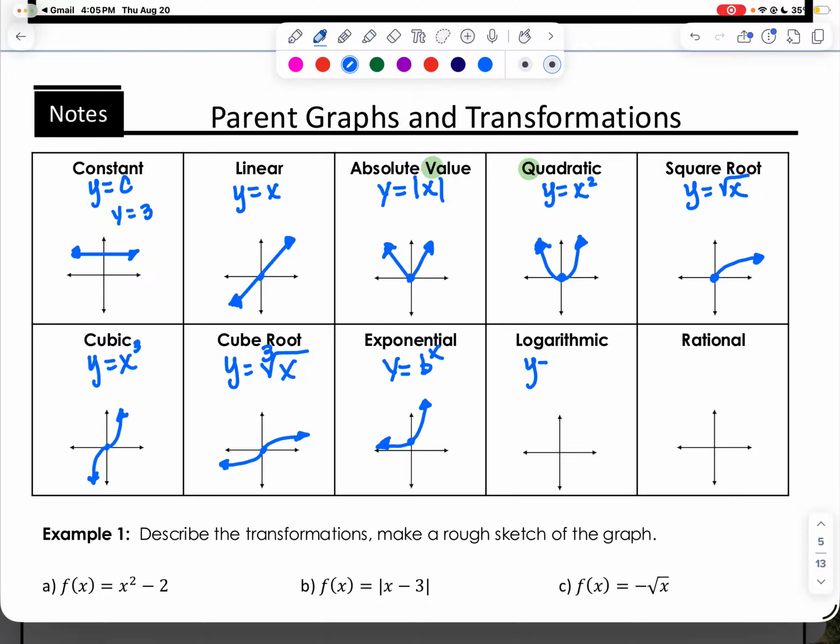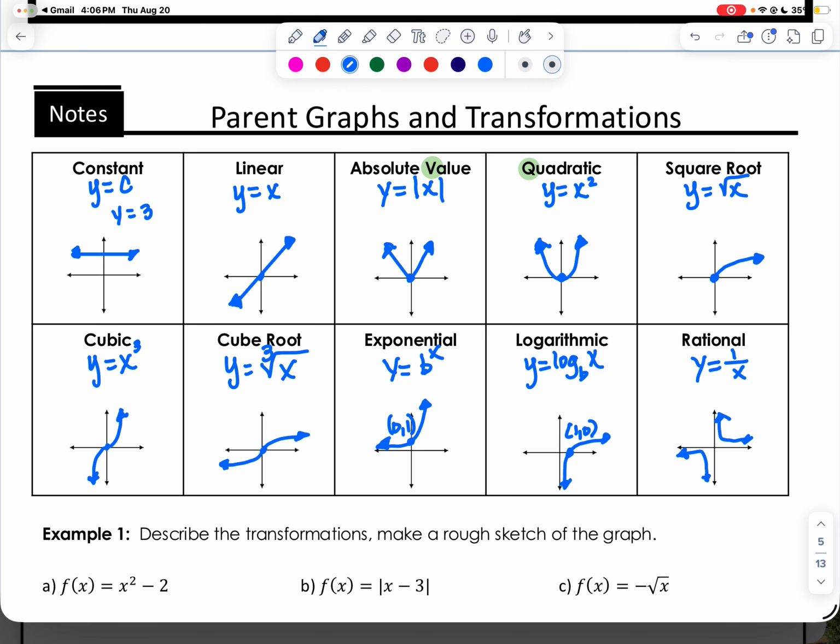Now, the next function will be new to you. We will study this in the second semester, but it's our logarithmic function, y equals log base b of x. The exponential function went through 0, 1. The logarithmic function goes through 1, 0. So it looks something like this. It goes off to the right and then down. Okay. And then our rational function is y equals 1 over x. And the rational function has 2 branches, one going this way and one going this way.